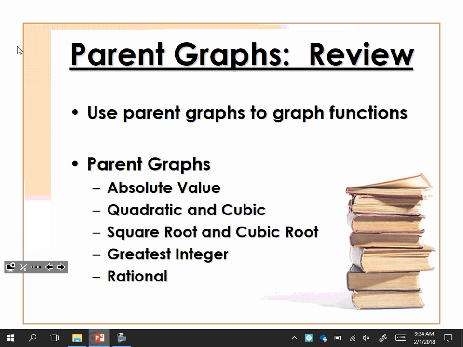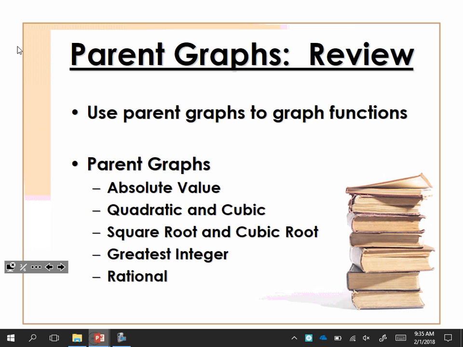Okay, so the algebraic functions that we've discussed are our absolute value function, our quadratic and cubic functions, our square root and cube root functions. And then, of course, we have the greatest integer function and the rational or reciprocal functions. There is one more algebraic function, that's the semicircle. But we're going to hold off and deal with that next week, because we're going to treat it a little bit differently, although the rules will still apply to it. All of these are our algebraic functions.